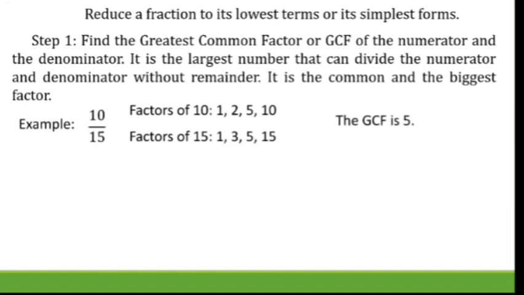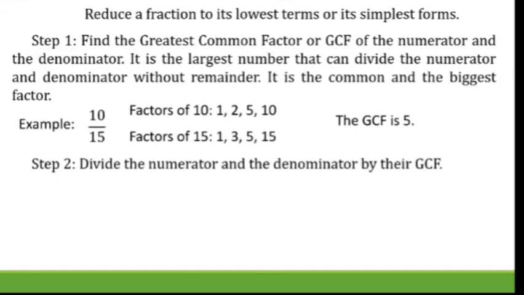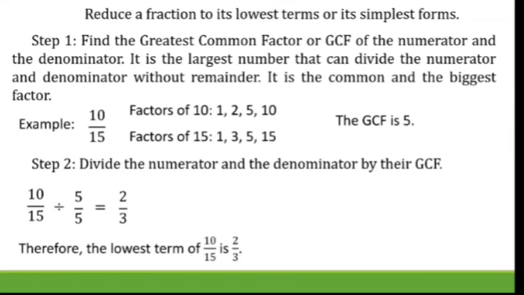So, kung nakuha na natin yung GCF, we proceed in step 2. I-divide natin yung GCF sa both sides, numerator and denominator. So, 10 over 15 divided by 5 over 5. So, 10 divided by 5 is equal to 2. Then, 15 divided by 5 is equal to 3. Therefore, the lowest term of 10 over 15 is 2/3 or 2 over 3.